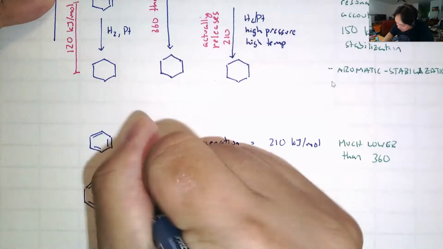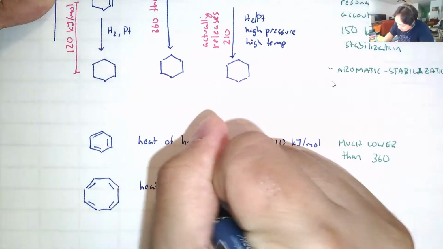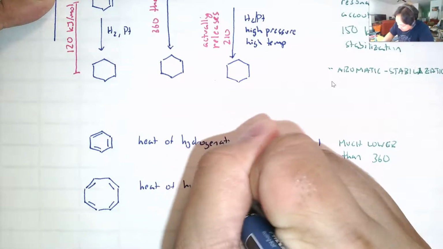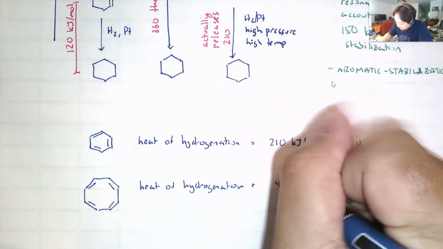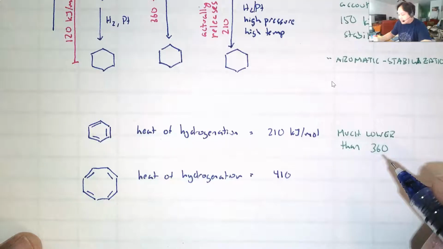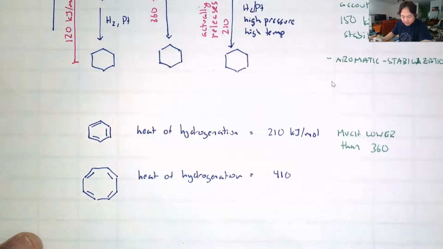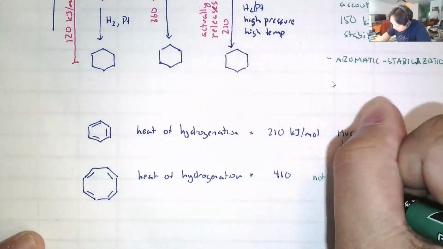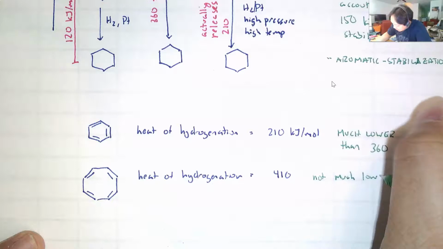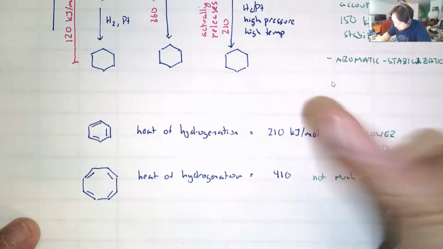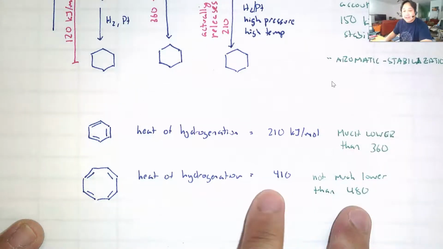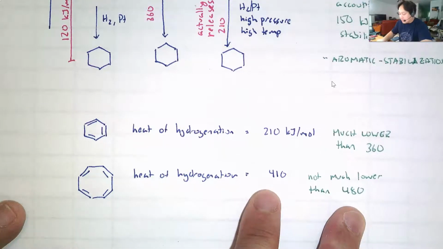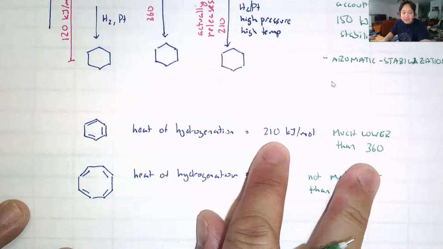The heat of hydrogenation is lower, and that equals 410. That's really not that much lower than our theoretical, what was it, 480. Not as low as we would expect. This is only a difference of 70 kilojoules per mole. This is a difference of 150 kilojoules per mole.